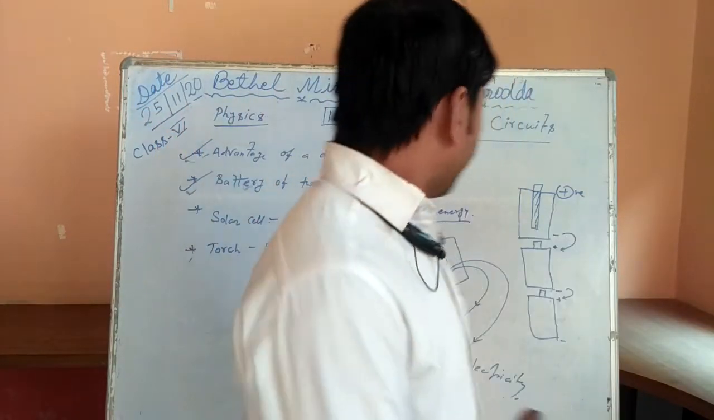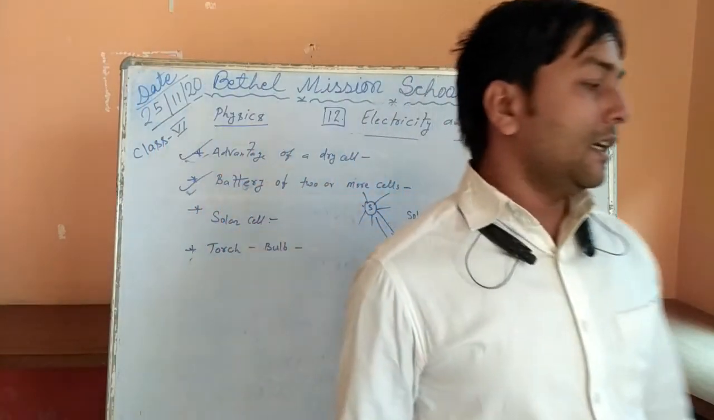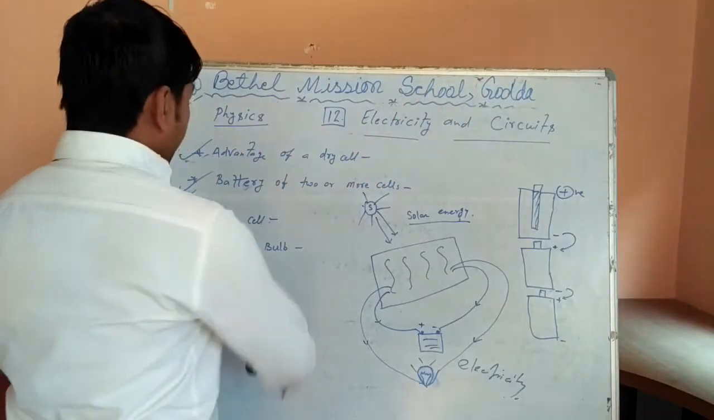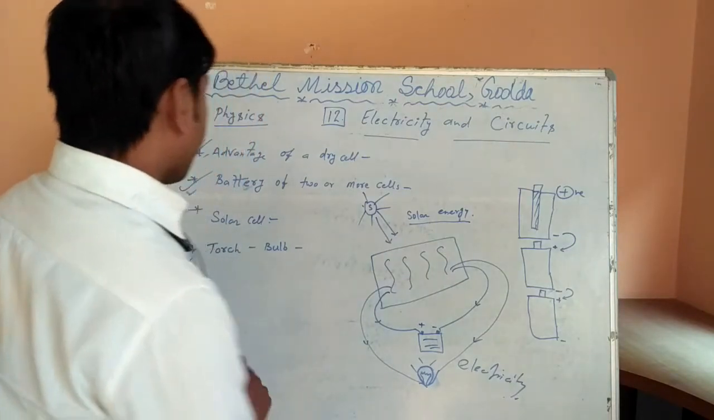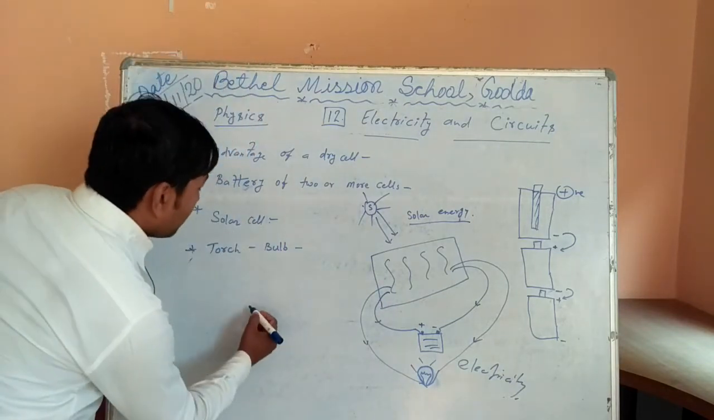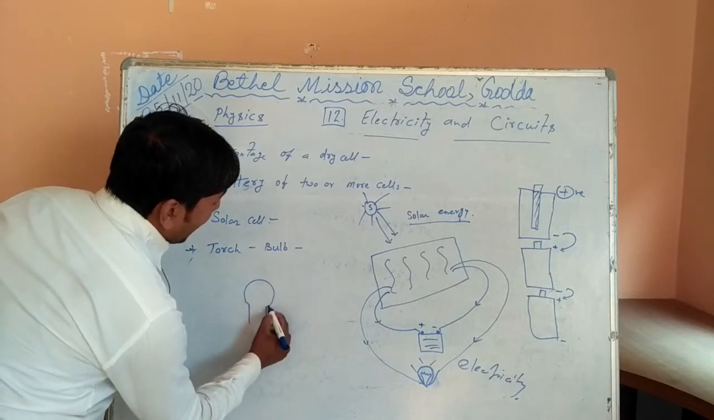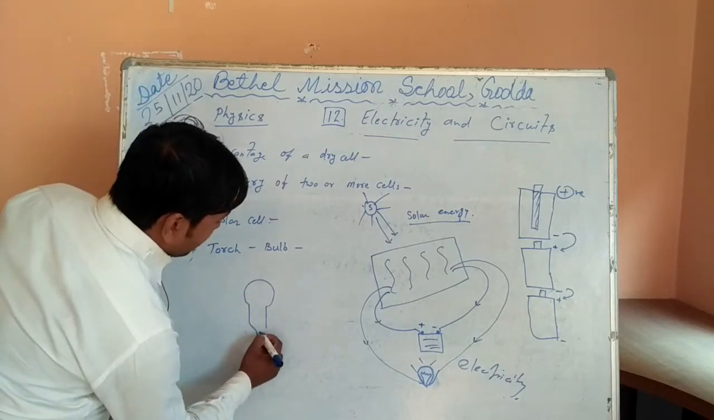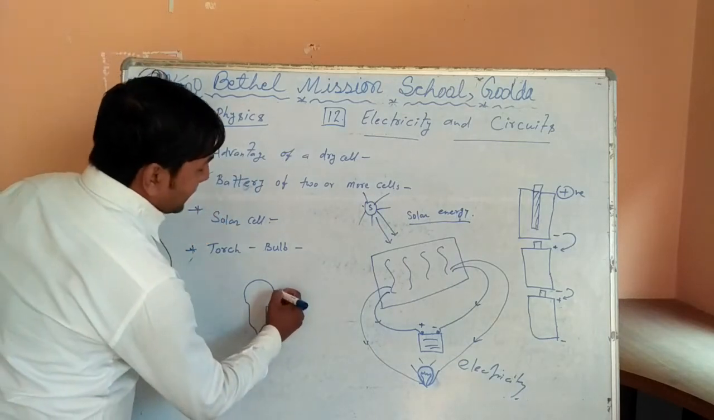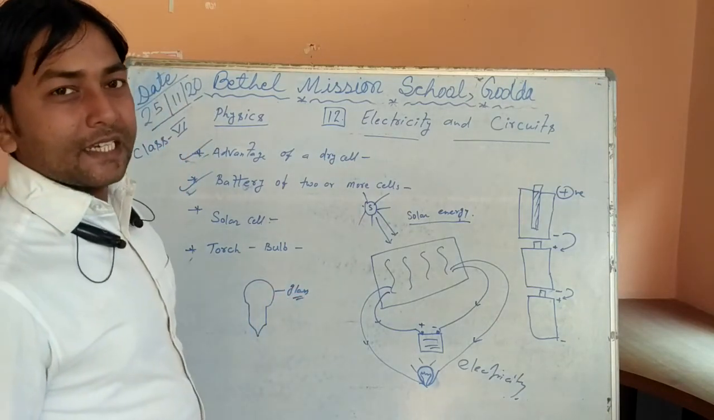Now we discuss the torch bulb. What is used and what is the inner view of a torch bulb. So here I am going to explain it now. Everyone has seen a torch bulb. In a torch bulb, that is made of glass. In Hindi it is called kaach.